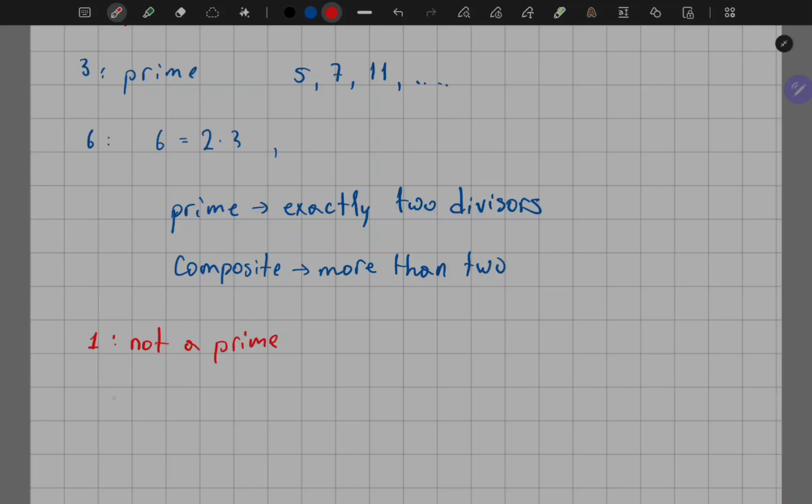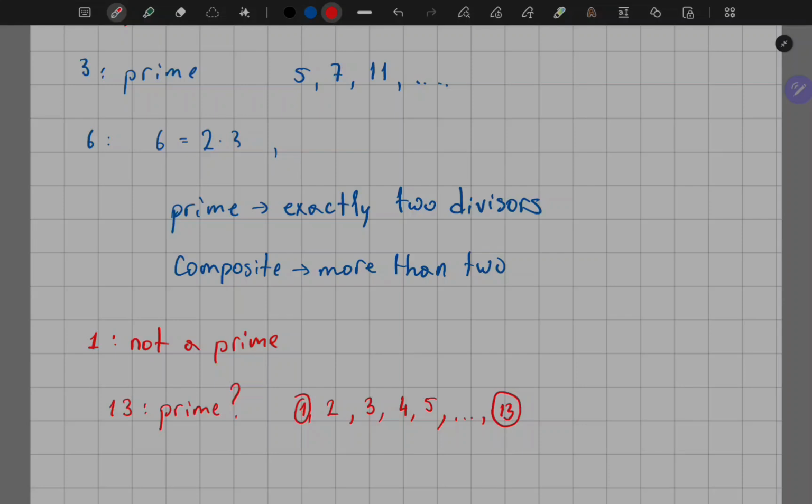Now, how can we check if a number is prime? One simple way is to test divisibility. For example, let's check if 13 is prime. Let's try dividing it by smaller numbers. Let's start with 2. We cannot divide 13 by 2. By 3, 4, 5, we cannot divide by any of these numbers up to 13. We can divide it only by 13 and by 1, which makes it a prime number. So 13 is a prime number.